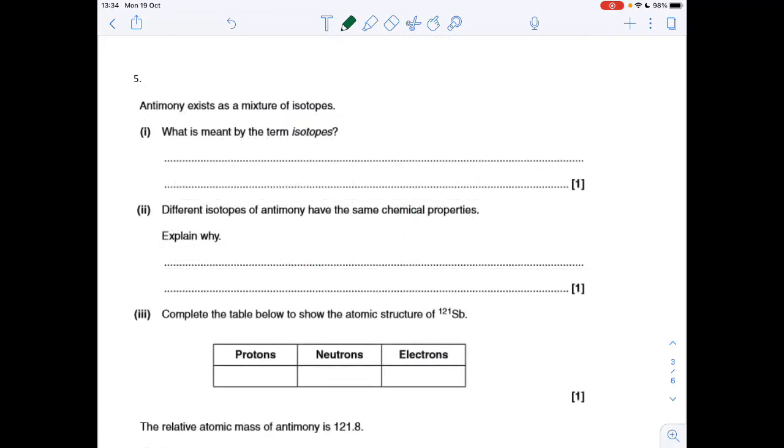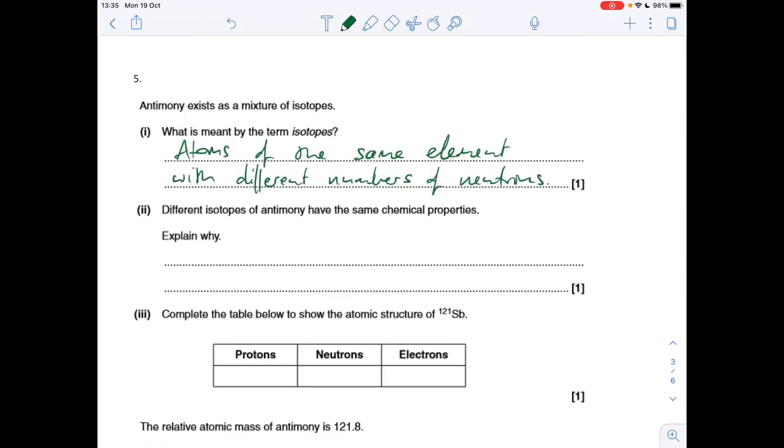Question 5, antimony exists as a mixture of isotopes. What is meant by the term isotopes? So we must give this definition exactly like this: atoms of the same element with different numbers of neutrons. Okay, so the next part, different isotopes of antimony have the same chemical properties. Explain why. Well, chemical properties are determined by the electrons in the outer shell. So both of the isotopes will have the same electron configuration, or the same number of electrons in the outer shell.